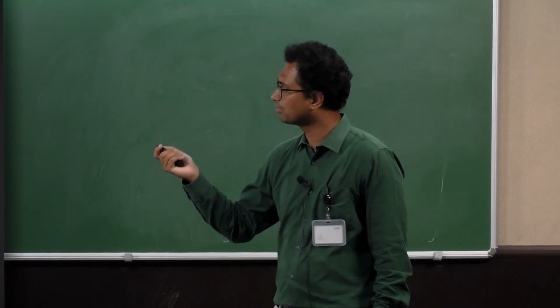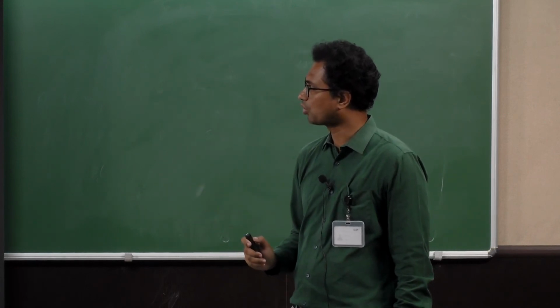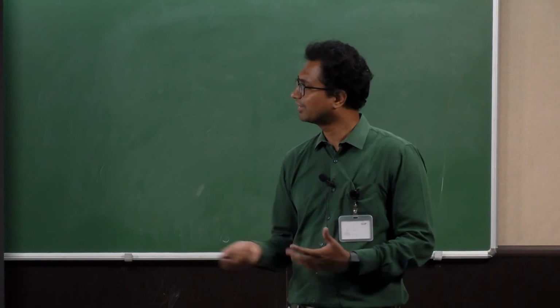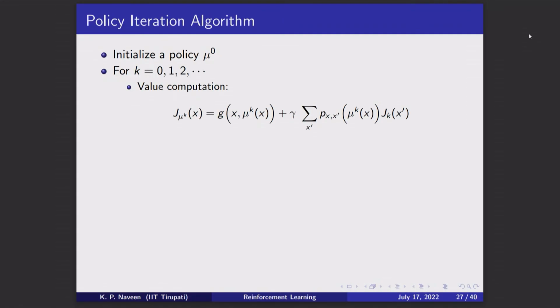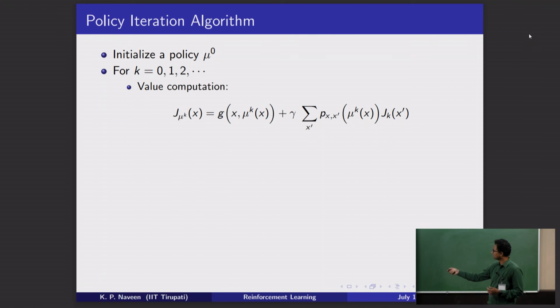There is also another algorithm referred to as policy iteration. What you will do is fix some initial policy, mu naught, and compute the value of that policy. If you remember, for a given stationary policy, I will use mu k, and here if you look at this equation, it is one step cost plus future cost to go, right.